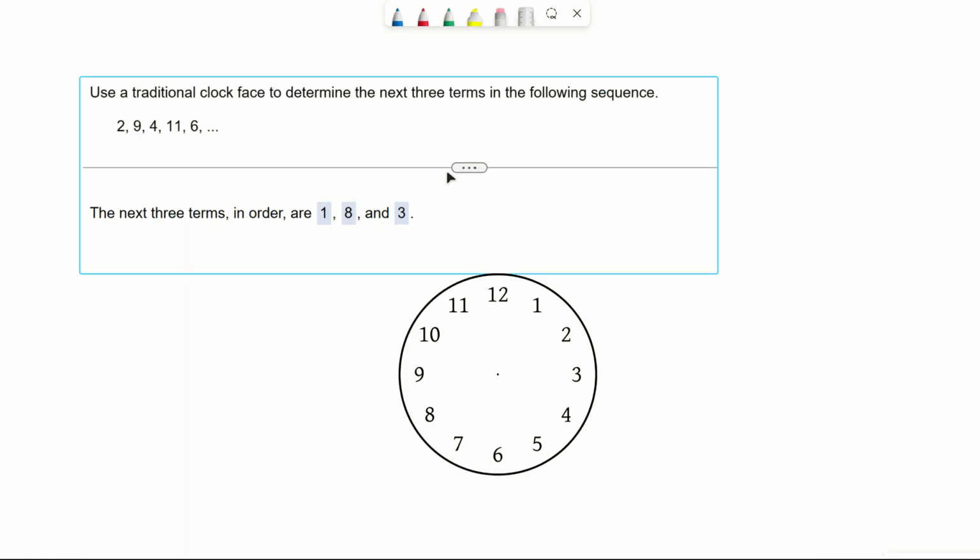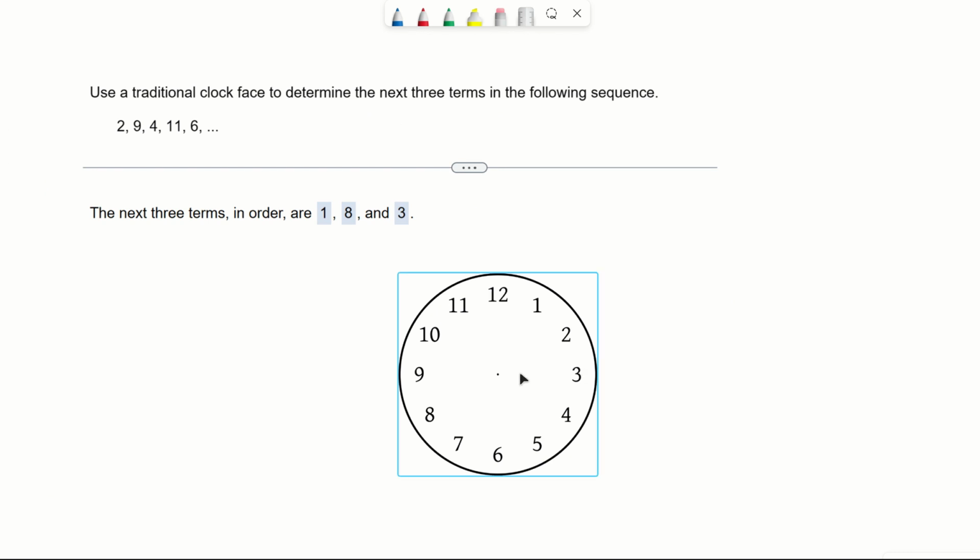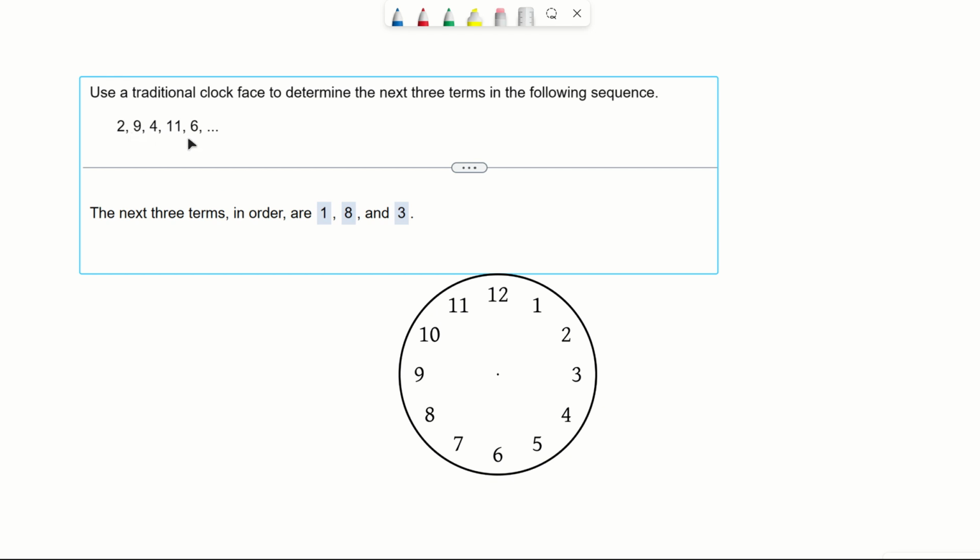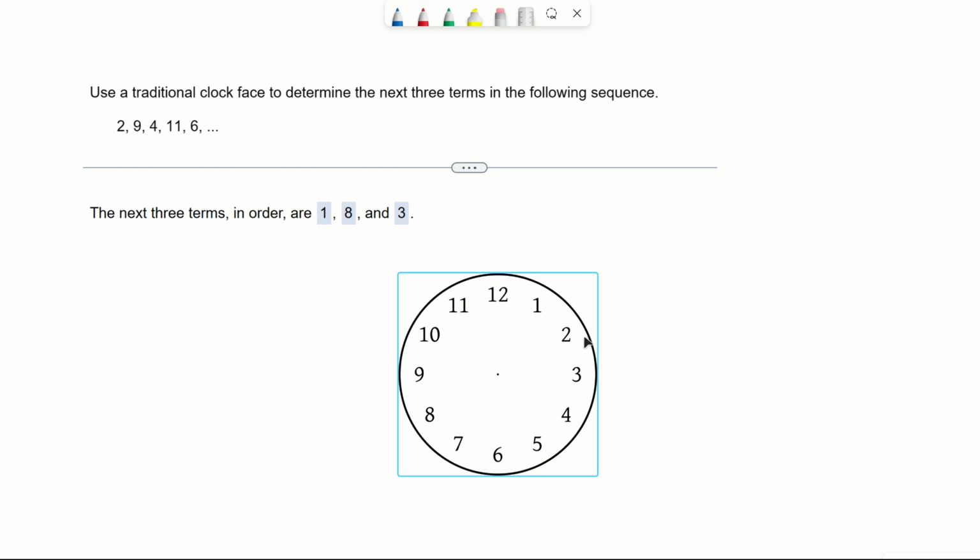Okay, so notice here we have the original problem and we also have a clock to help us out. So let's look at these numbers and see if we can see a pattern on the clock. So we're starting at 2, moving 1, 2, 3, 4, 5, 6, 7 places to get to 9. Then we go 1, 2, 3, 4, 5, 6, 7 places to get to the 4 that comes after. And then you can see the pattern goes 7 more, you end up at 11. 7 more, you end up at 1, 2, 3, 4, 5, 6, 7 at 6, right?